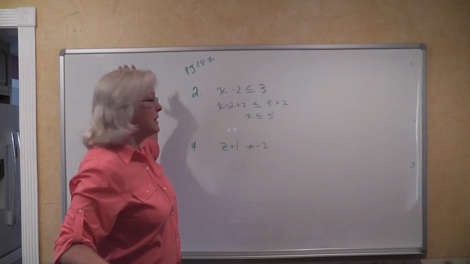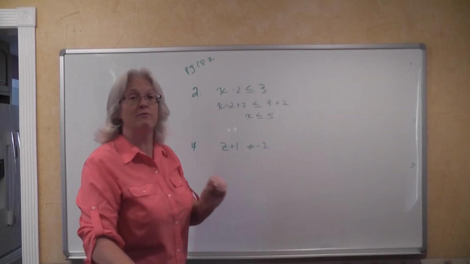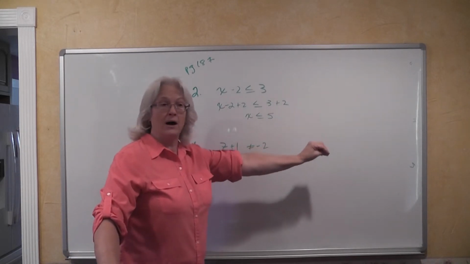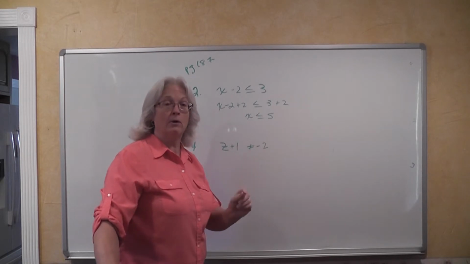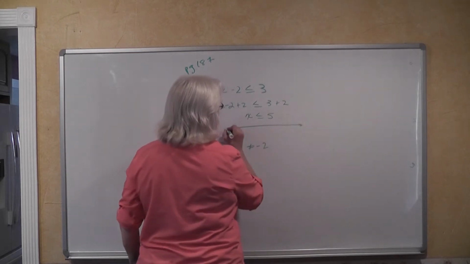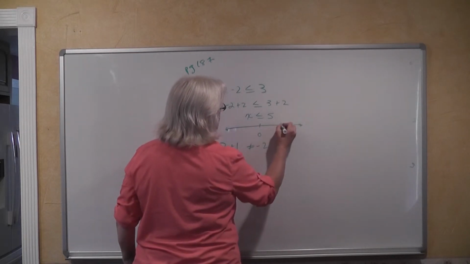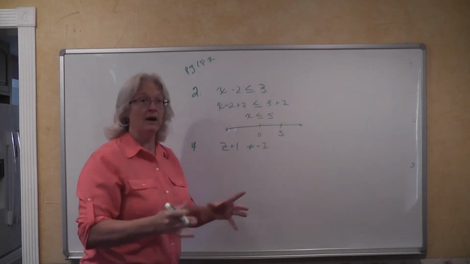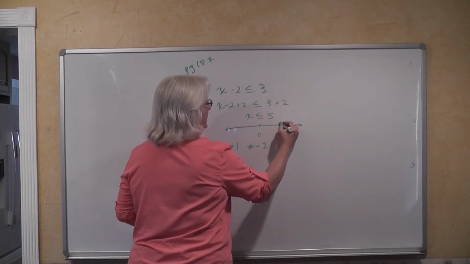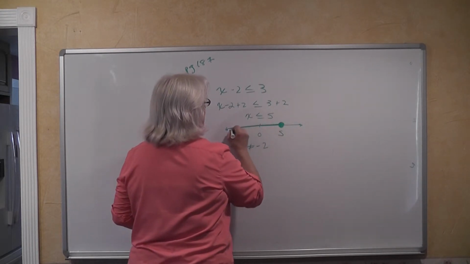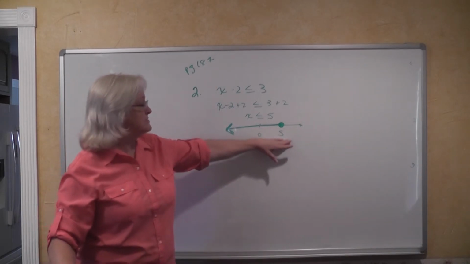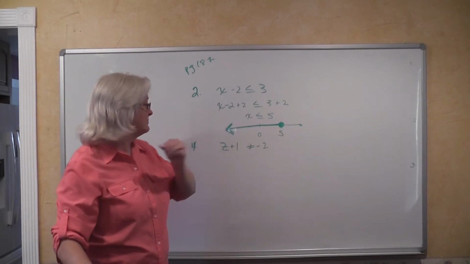X can be any number, any one of an infinite number of values, as long as x is no greater than 5. It can be 5 itself, but it cannot be greater than 5. And we remember that the way that you graph this, because x can have a value that is equal to 5, we're going to have a solid dot on 5, and we're going to shade everything to the left of that number line. This right here tells us that x is less than or equal to 5.